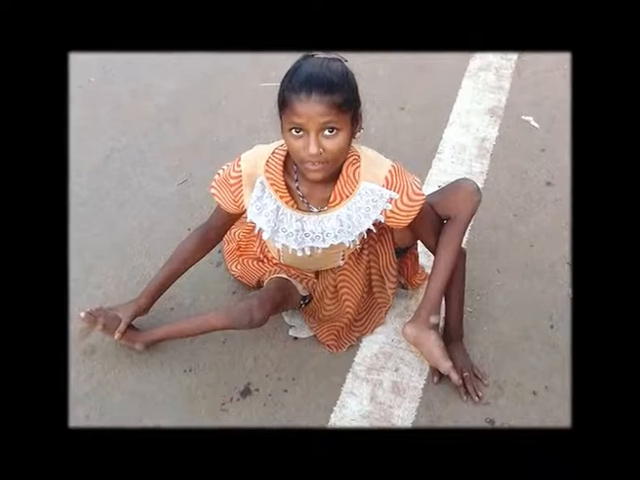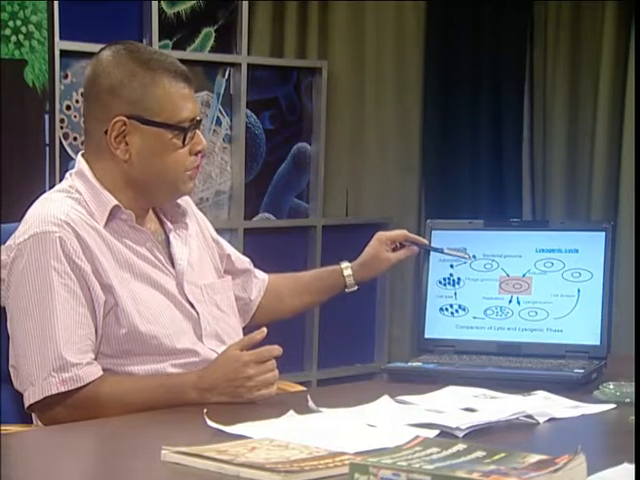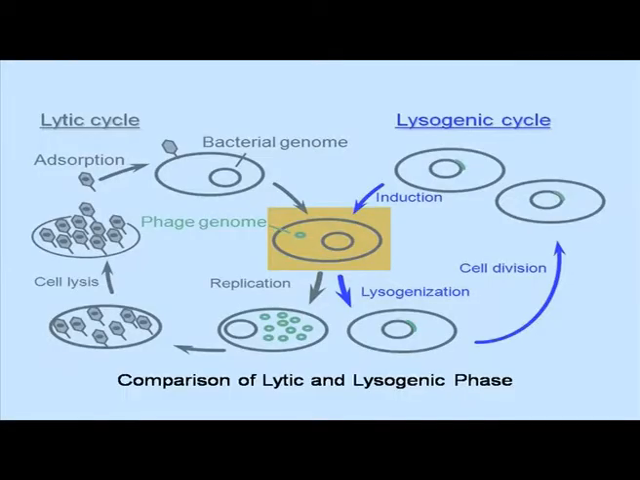Now, viruses behave in two different ways. One is they cause the lysis of the host cell, and the other one is they cause lysogeny of the host cell. In the first case, you can see that the virus, which is the bacteriophage here, is attacking the bacteria, causing the complete destruction or lysis of the bacterial cell. This was called the lytic cycle.